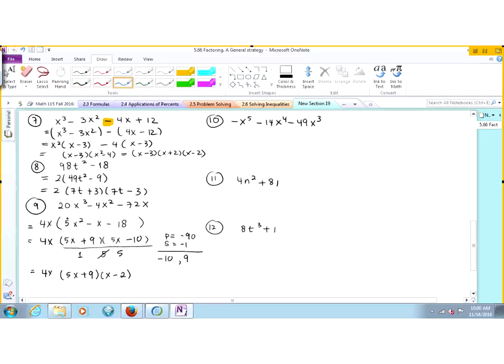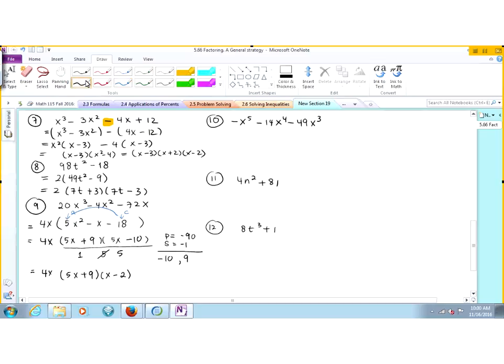How do I get, oh, it's AC. Remember, this is the AC method. This is your A, and this is your C. So it's A times C. Yeah, that's the method. So the product must equal AC.